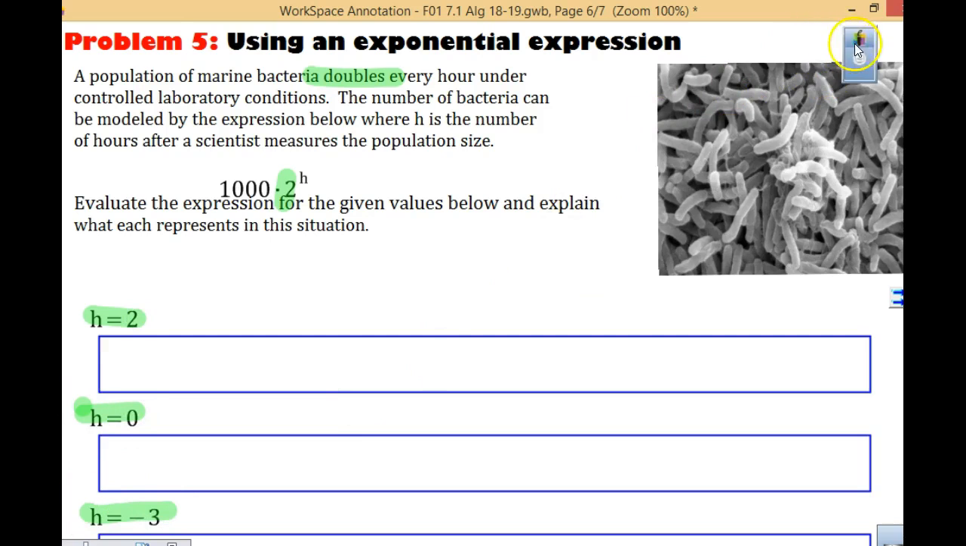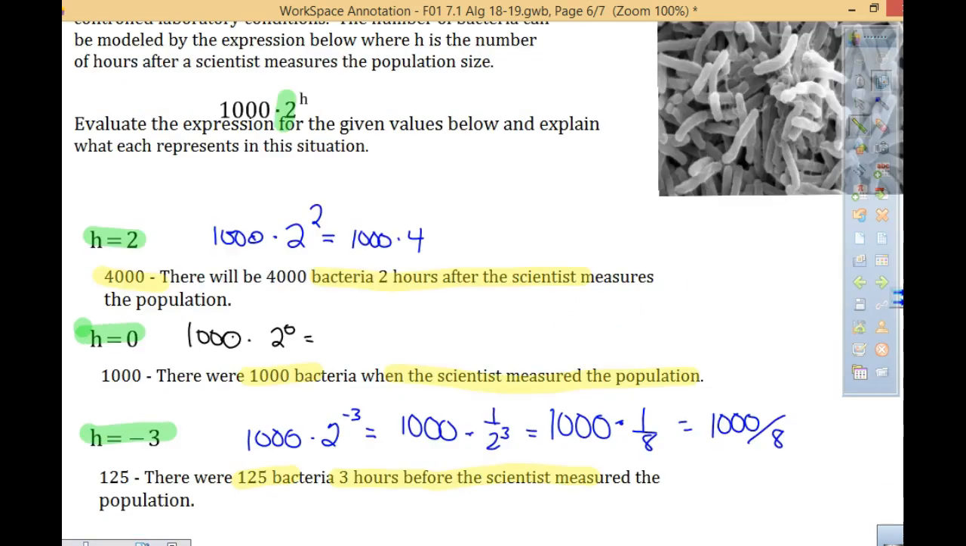When H is 0, what's going to happen? Let's go to that one first. 1,000, right, times 2 to the 0. That's going to end up being 1,000 times what? 1. 1,000 times 1.